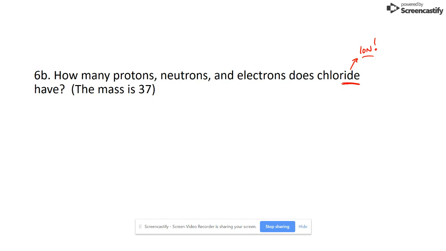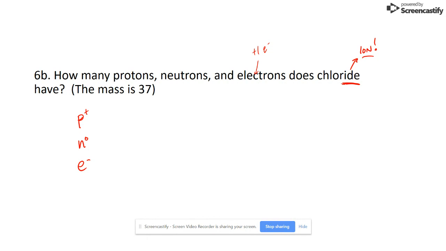And so if we think about chlorine and chloride, the charge that chlorine forms because of its location on the periodic table is always going to be -1, which means that if the charge is -1, that means that there's one more electron than proton.